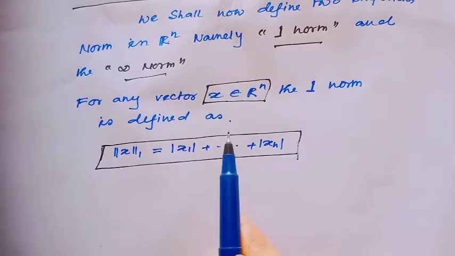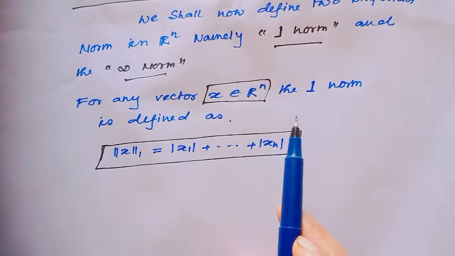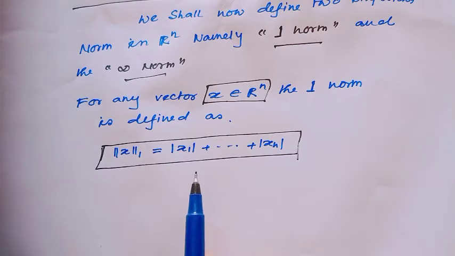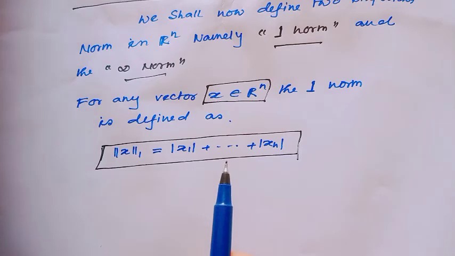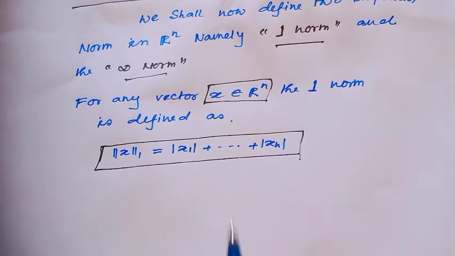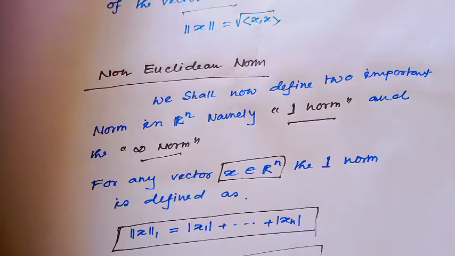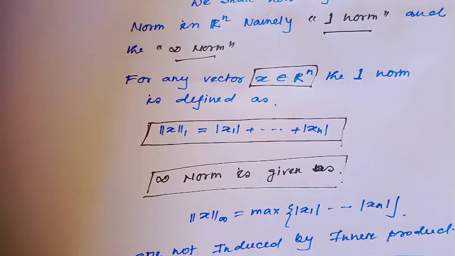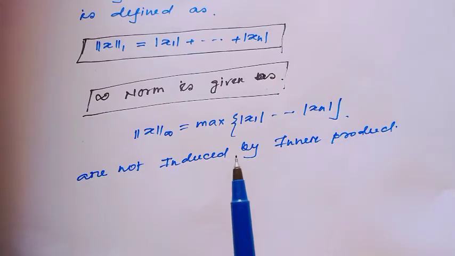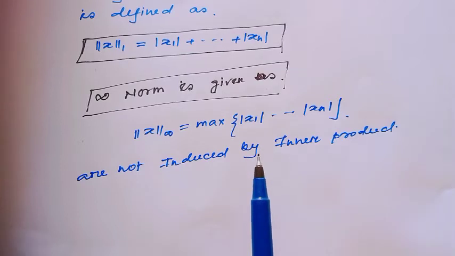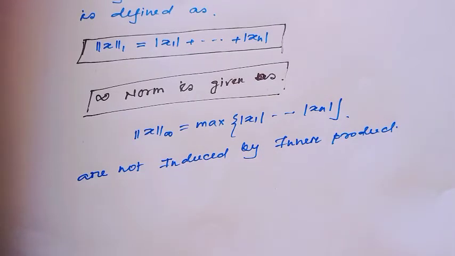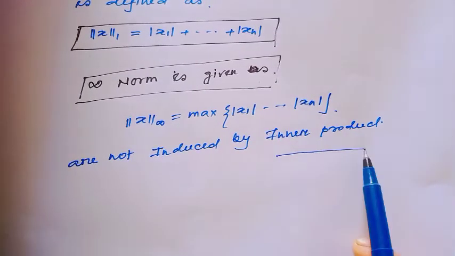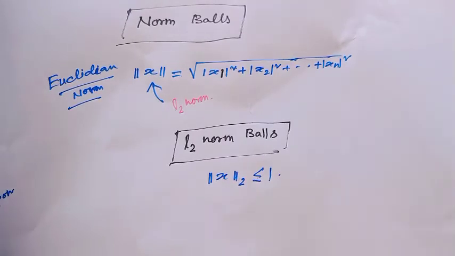The one norm: for any vector x in Rn, the one norm is defined by first taking the absolute value of every component, then adding them. The geometry of the one norm I will define a few minutes later. The next norm is the infinity norm. The infinity norm is given as the max of the absolute values of the components, and these two norms are not induced by an inner product. Now I will show different types of norm balls.